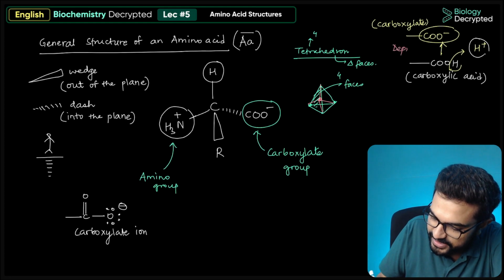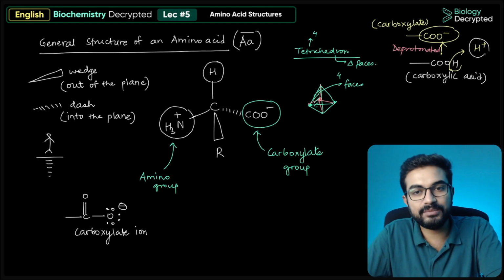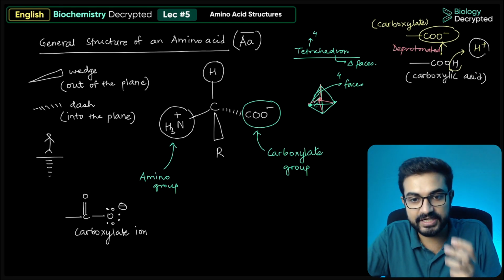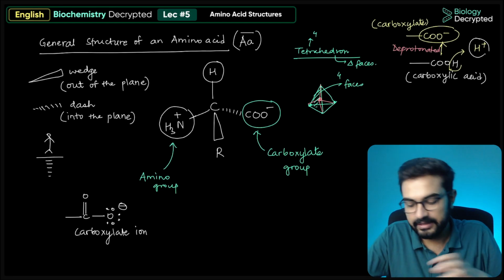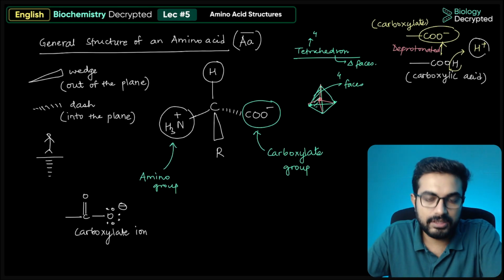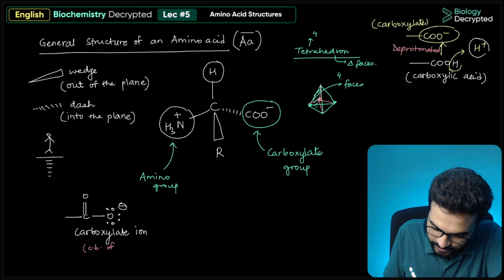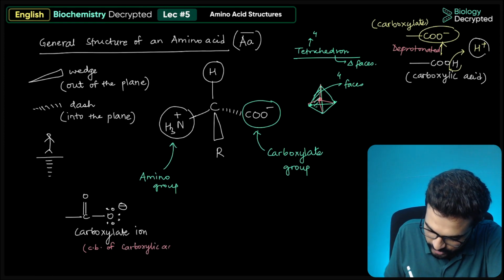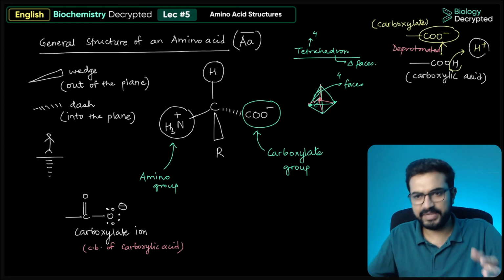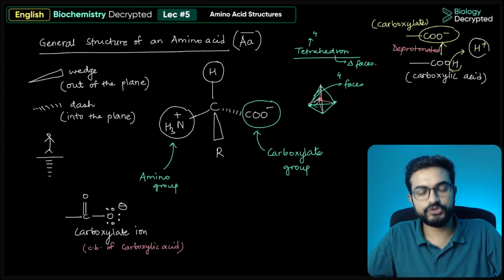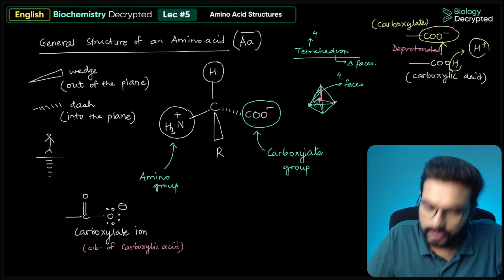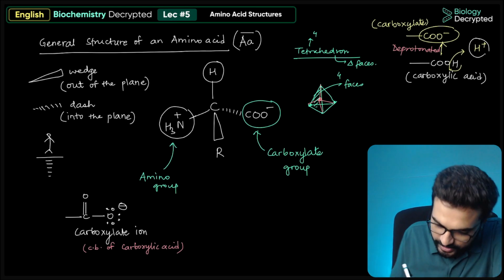And what happens is when the proton is removed, that is when this carboxylic acid is deprotonated. I hope you are getting the name. Deprotonated simply means removal of a proton, that is removal of an H plus ion, and you are getting the conjugate base. So this is basically the conjugate base of carboxylic acid. As simple as that. We already know about the concept of conjugate base. Now let's move forward. What is this?